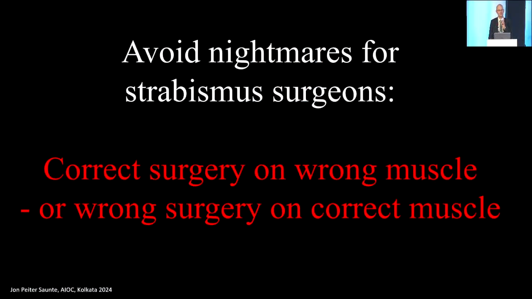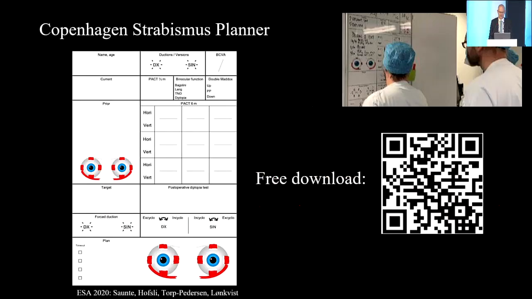Thank you. One last comment. I'll just share one thing with you, because all of us who do strabismus surgery might have nightmares when we do the wrong surgery on the correct muscle, or vice versa. So if you have a planner in your OR and write the plan in the room, everybody can see it. You double check it several times. You will be sure you won't have nightmares about your own surgeries.